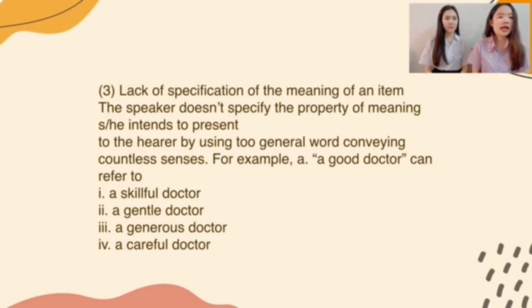Third is lack of specification of the meaning of an item. The speaker doesn't specify the property of meaning she or he intends to present to the hearer by using too general words conveying countless senses. For example, a good doctor can refer to a skillful doctor, a gentle doctor, a generous doctor, and a careful doctor.